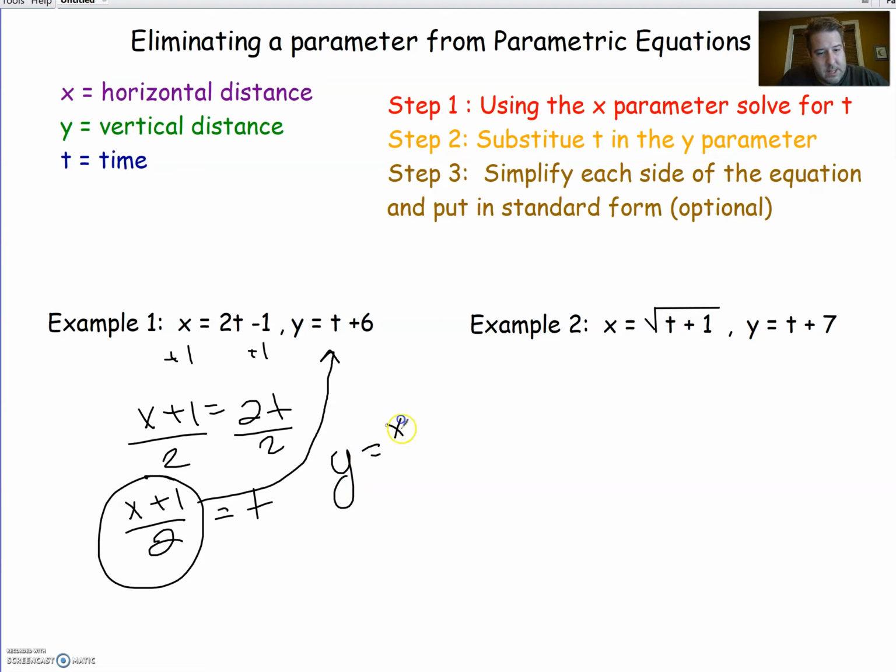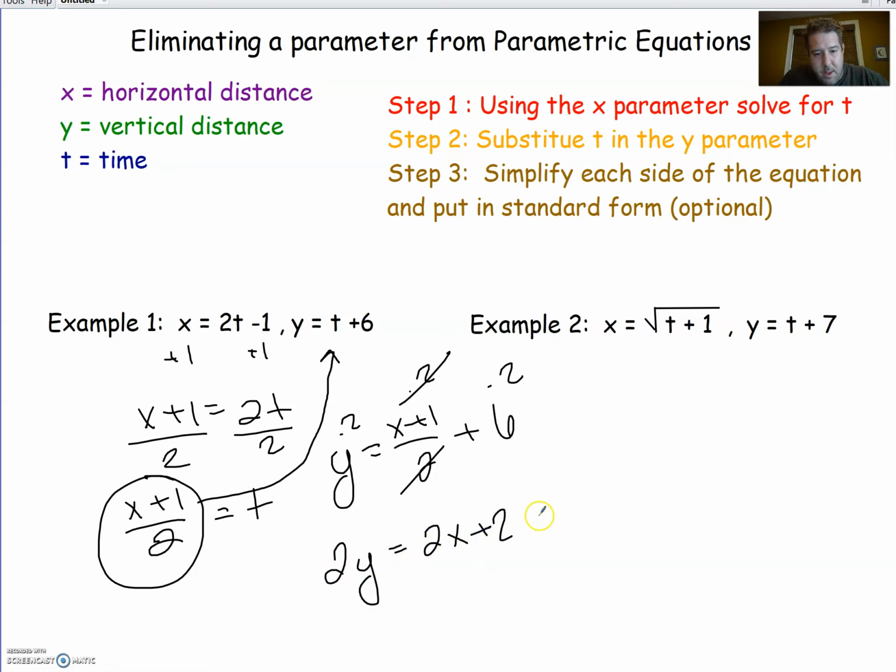So y equals x plus 1 over 2, plus 6. Now, what I'm going to do is I'm going to get rid of this division by multiplying everything by 2. So times 2, times 2, times 2. This times 2 divided by 2 cancels each other out. So I've got 2y equals 2x plus 2 minus 12. Because, I'm sorry, plus 12. I thought that was a negative. My mistake. So that's plus 12. 6 times 2 is 12.